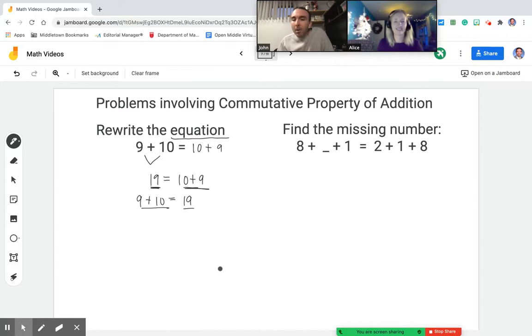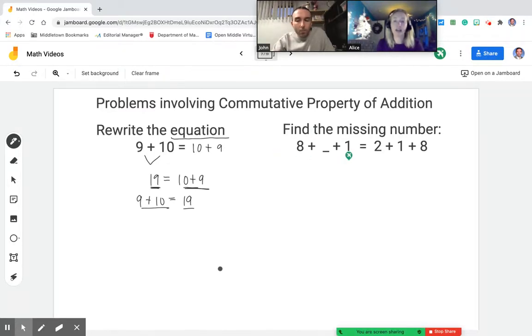Alice, I'm curious to learn about your find the missing number problem. Yeah, so this is another example where the right-hand side of the equation doesn't just have to have the answer in its final form. So if we look at our find the missing number problem, you can see we have some information here on the left, 8 plus blank plus 1.